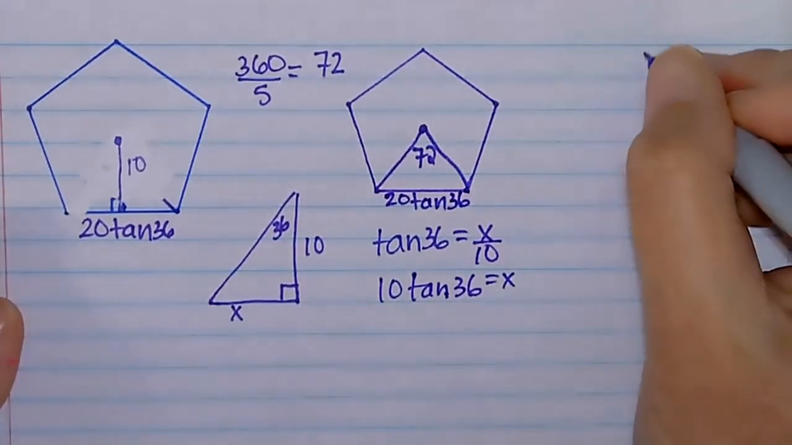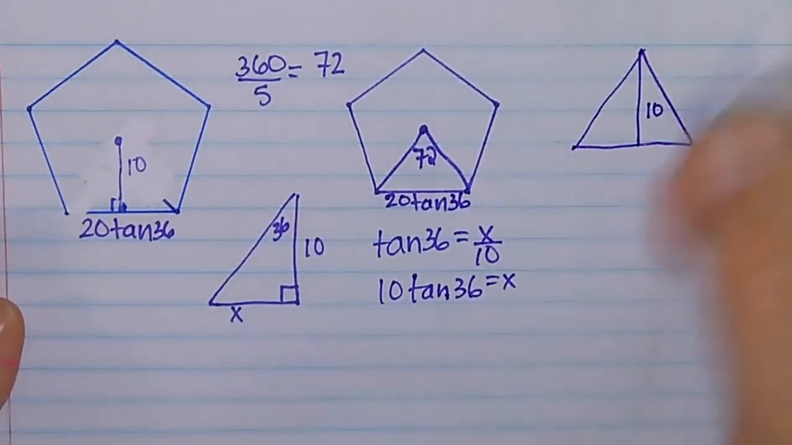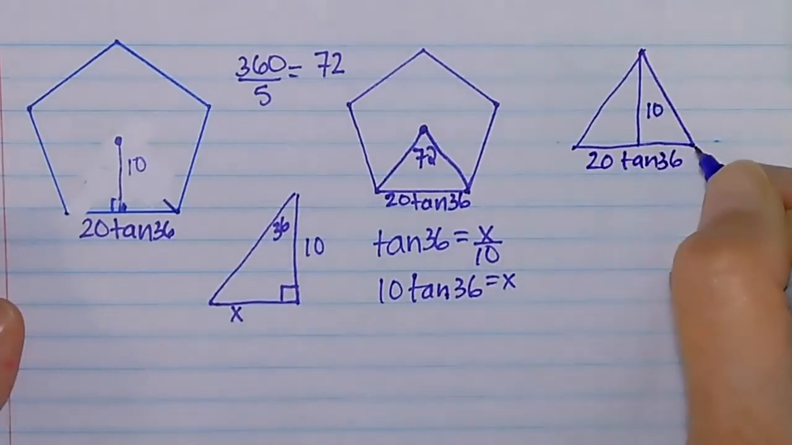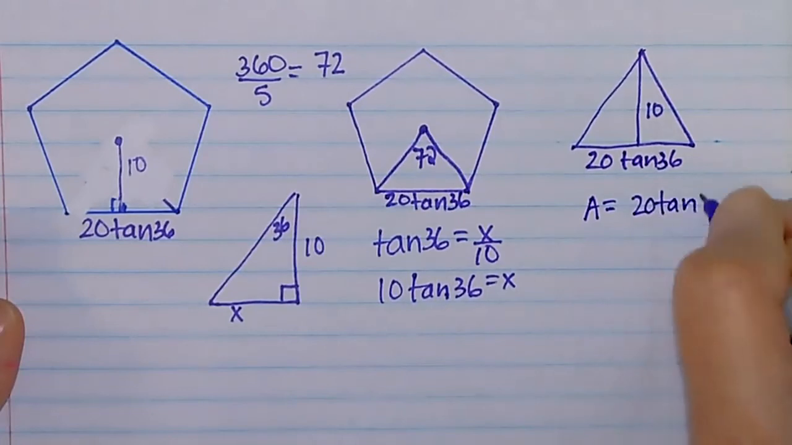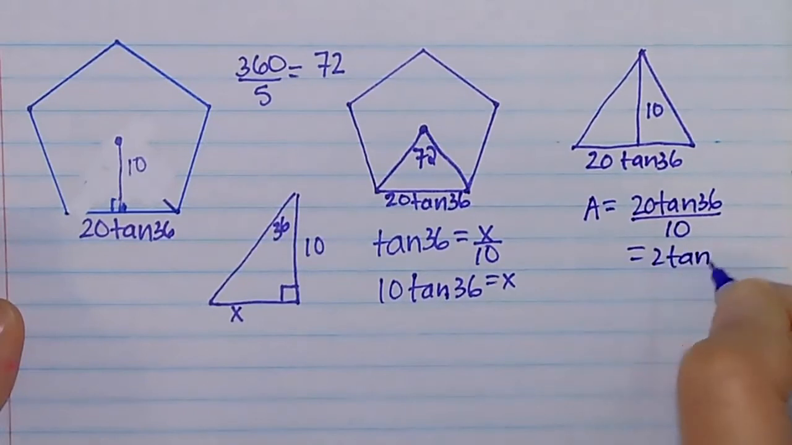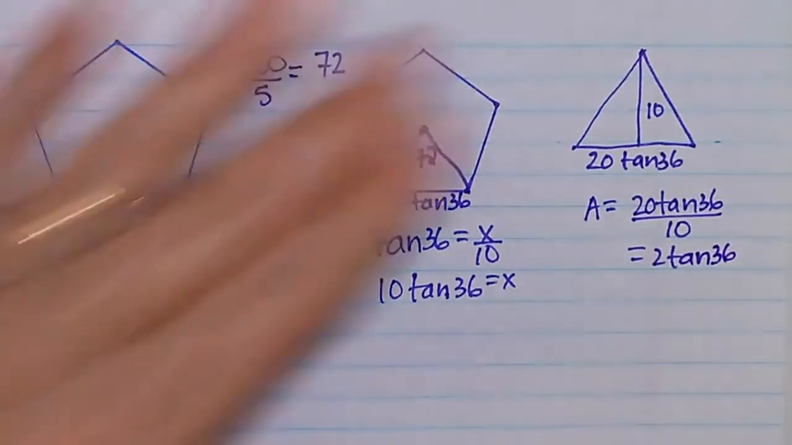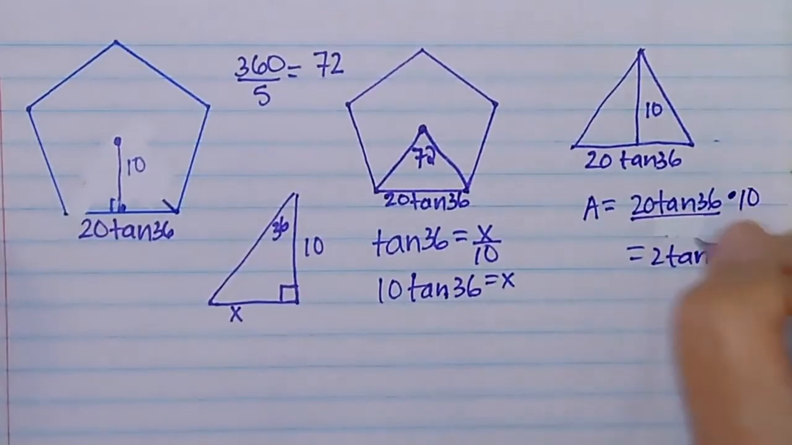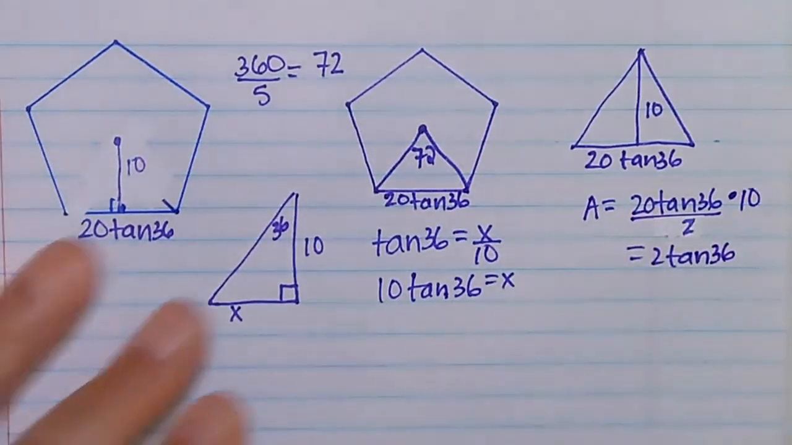Okay, so I'm just going to redraw this. So we know that this is 10. We know that this is 20 tan 36. And so if I find the area of this, the area of that is going to be my base times my height. So that's going to be 2 tan of 36 is the area, times my height, which is 10 divided by 2. So that's going to be a 10. This is going to be a 100 tan.